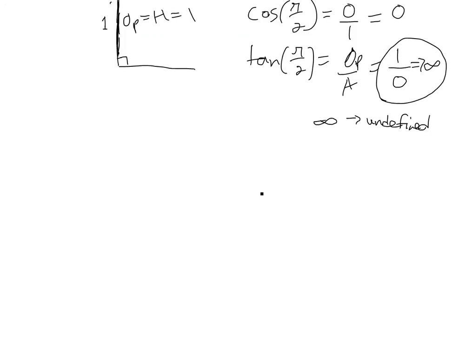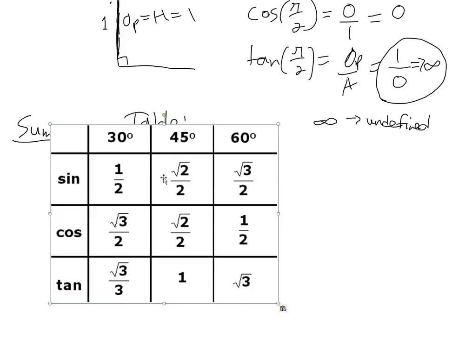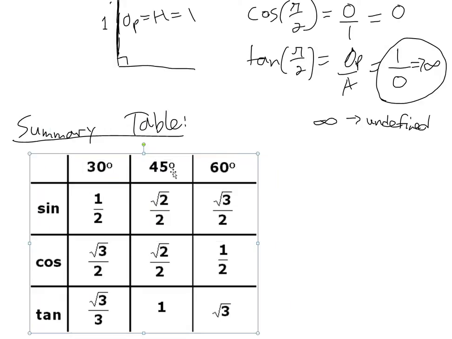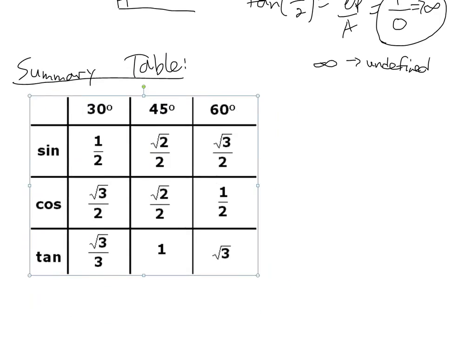Okay, here's a summary table. So yes, here's a quick summary table. Let's write this down. Summary table of the ratios. Yes, so here's for 30, 45, and 60. This is a quick one off the internet.